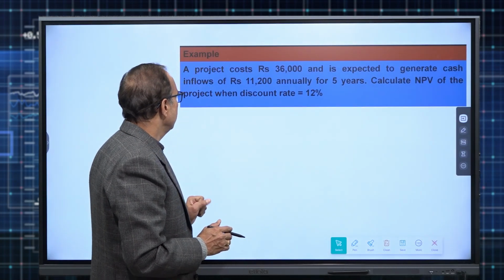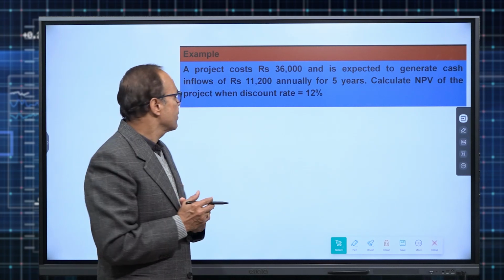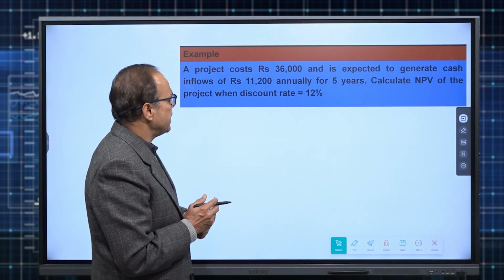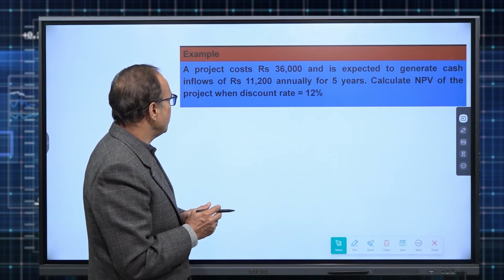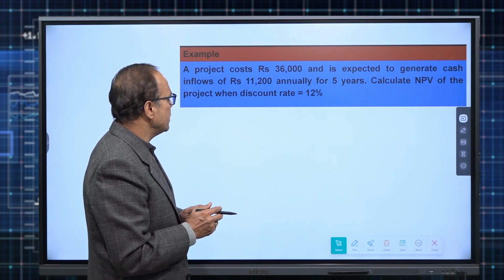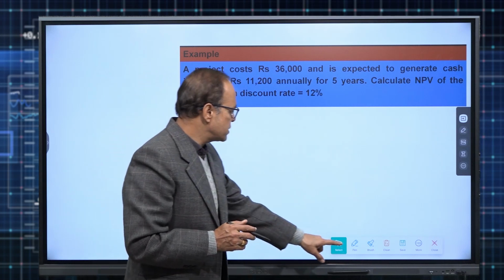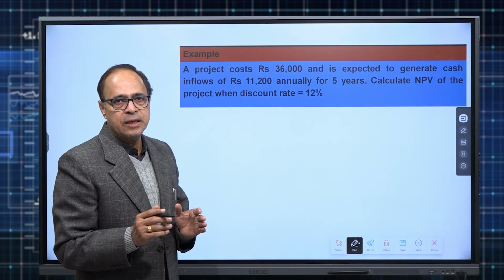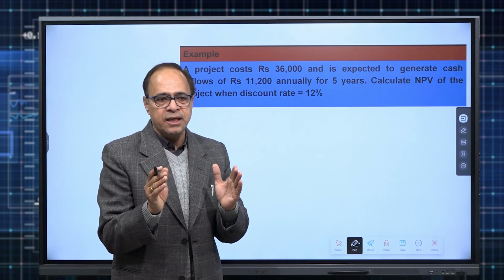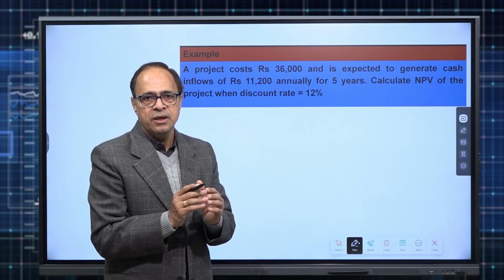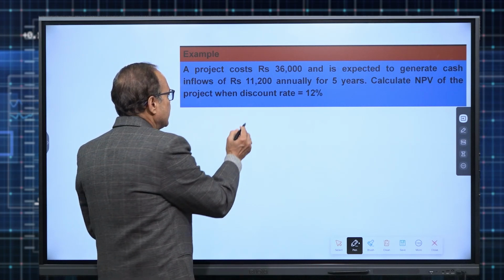Now if you see, we have one small example. A project costs 36,000 and it is expected to generate inflow of 11,200 annually for 5 years. Calculate NPV if discount rate is 12%. Now take the steps. My only submission is that never bypass the steps. Never make shortcuts. Step number 1, estimate cash outflow.